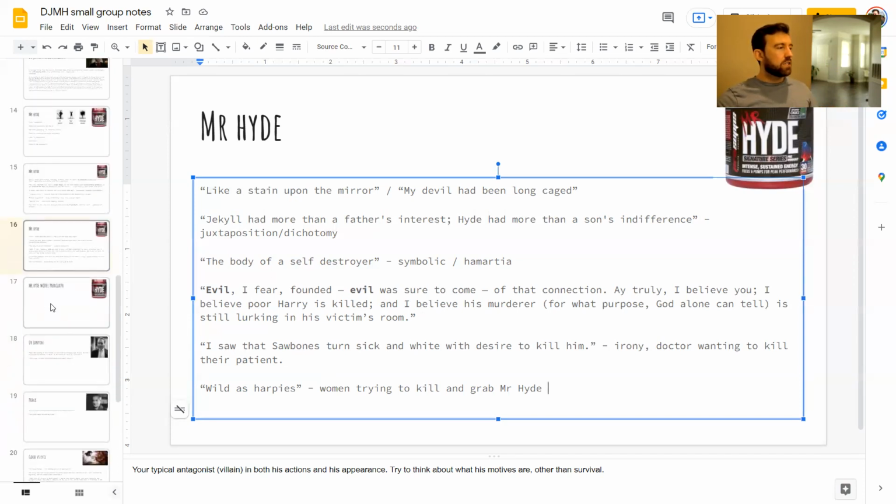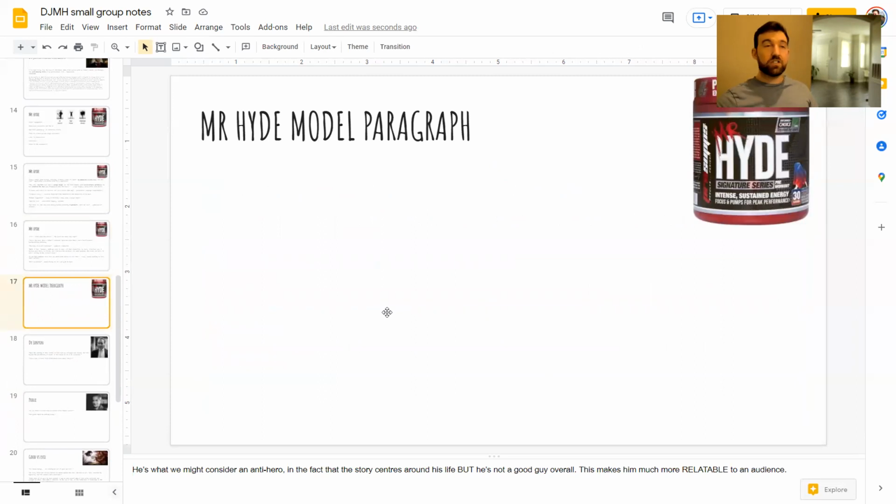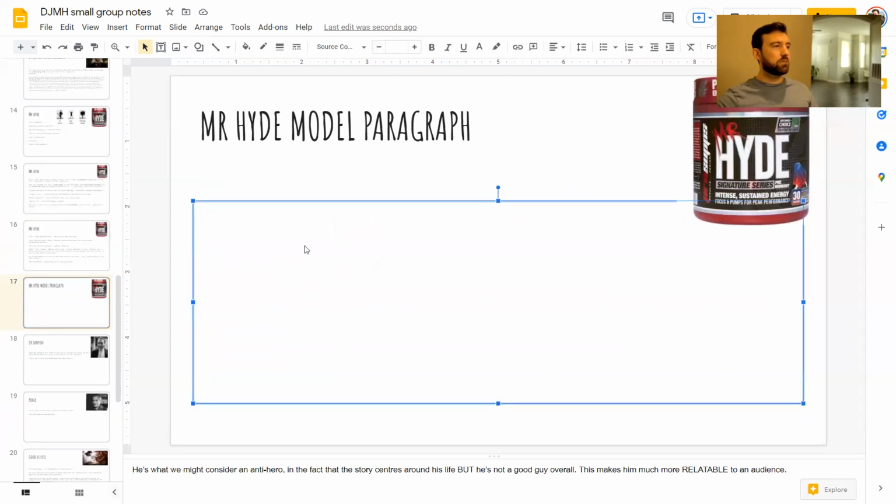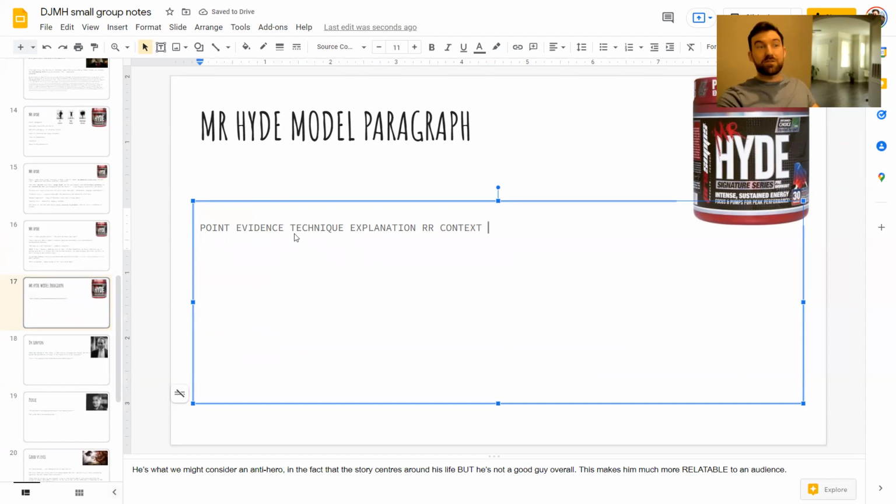Okay, so in terms of a model paragraph, which I've actually given myself a bit more time today, which I'm proud of myself on. Like normal, what we want to do is point, evidence, technique, explanation, reader response, I'm just going to put RR because I just said reader response, so that's what that RR means. And then potentially context, depending on your exam board. Double check your exam board if you need context.